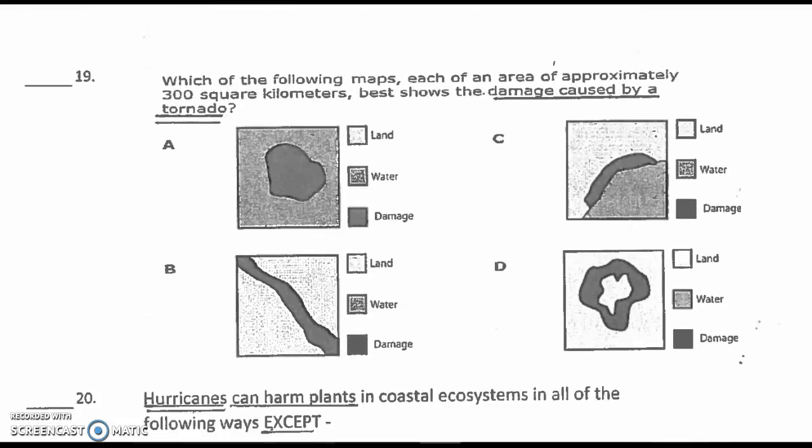Number 19. Which of the following maps, each of an area of approximately 300 square kilometers, best shows the damage caused by a tornado? And if you look at it carefully, you see the lightest gray color is land, the medium gray color is water, and the darker gray or black color is damage.